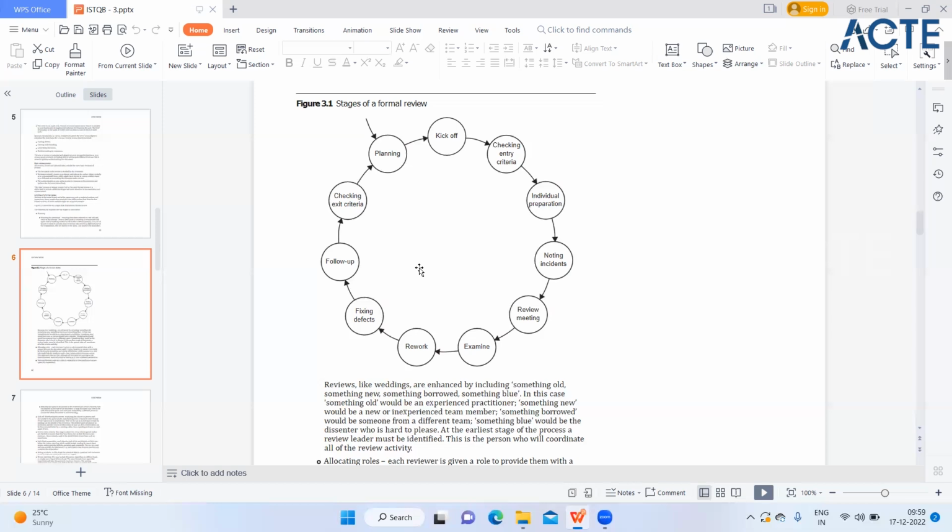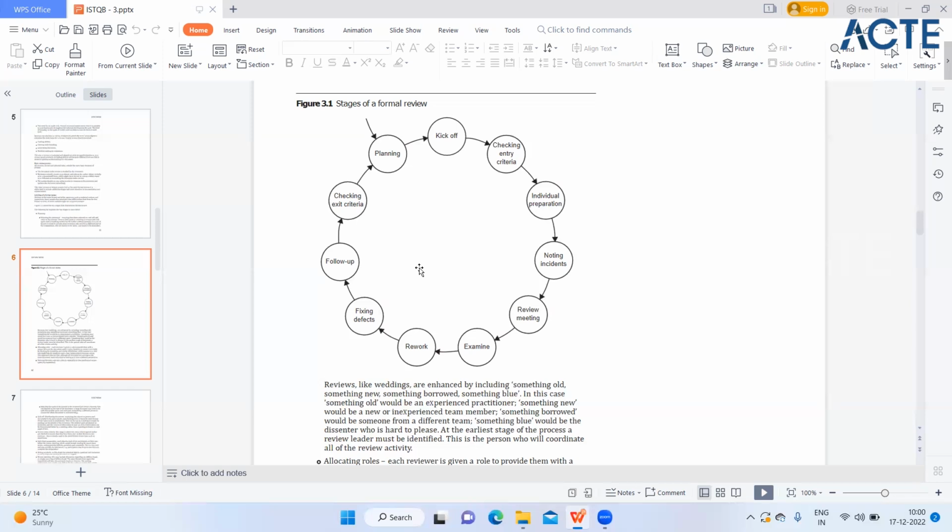First, you will make the plan in your mind, so this is planning. After that, you will do the kickoff kind of meeting with every person. So this is the kickoff. And after that, next will be checking the entry criteria, where you check how much money each member has. Now they will individually prepare to provide you the money. So the fourth stage will be individual preparation.